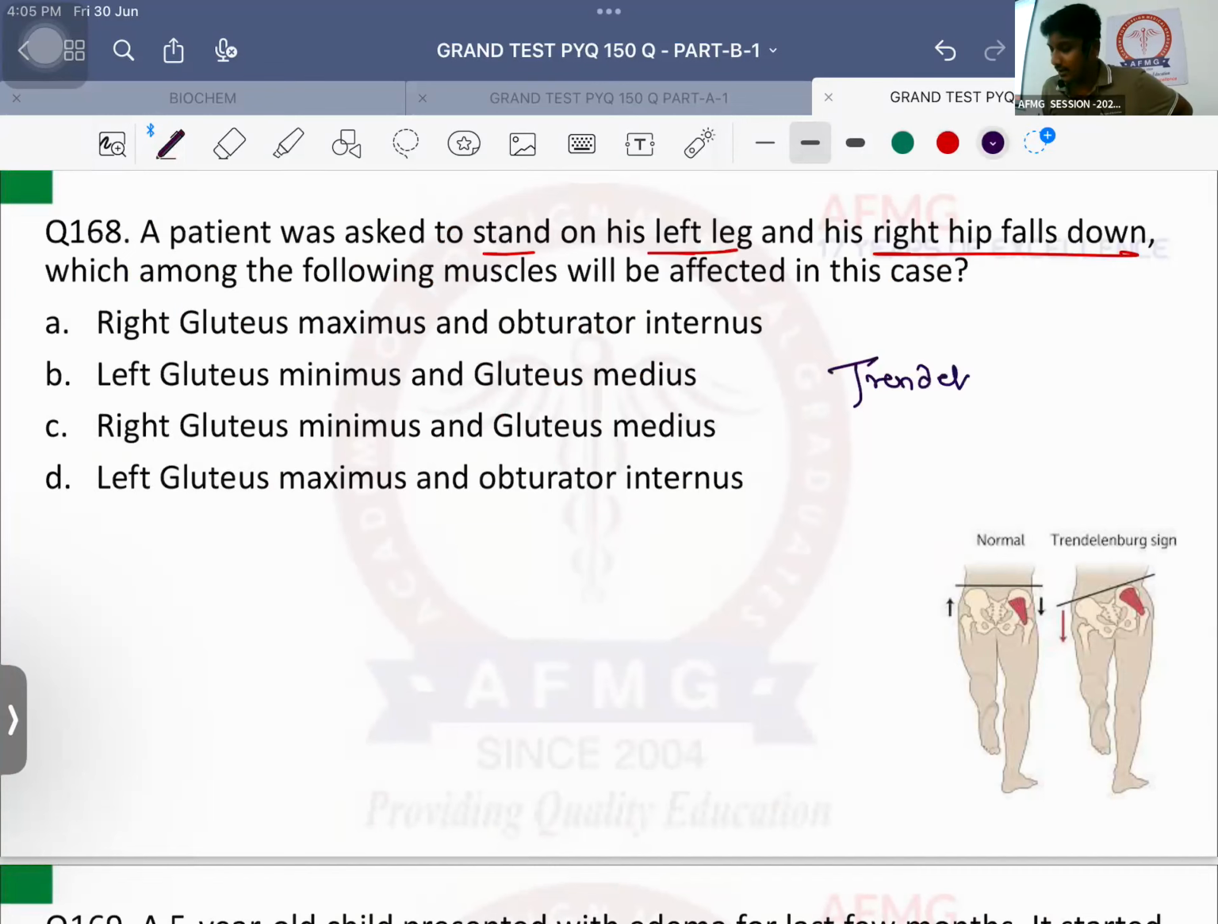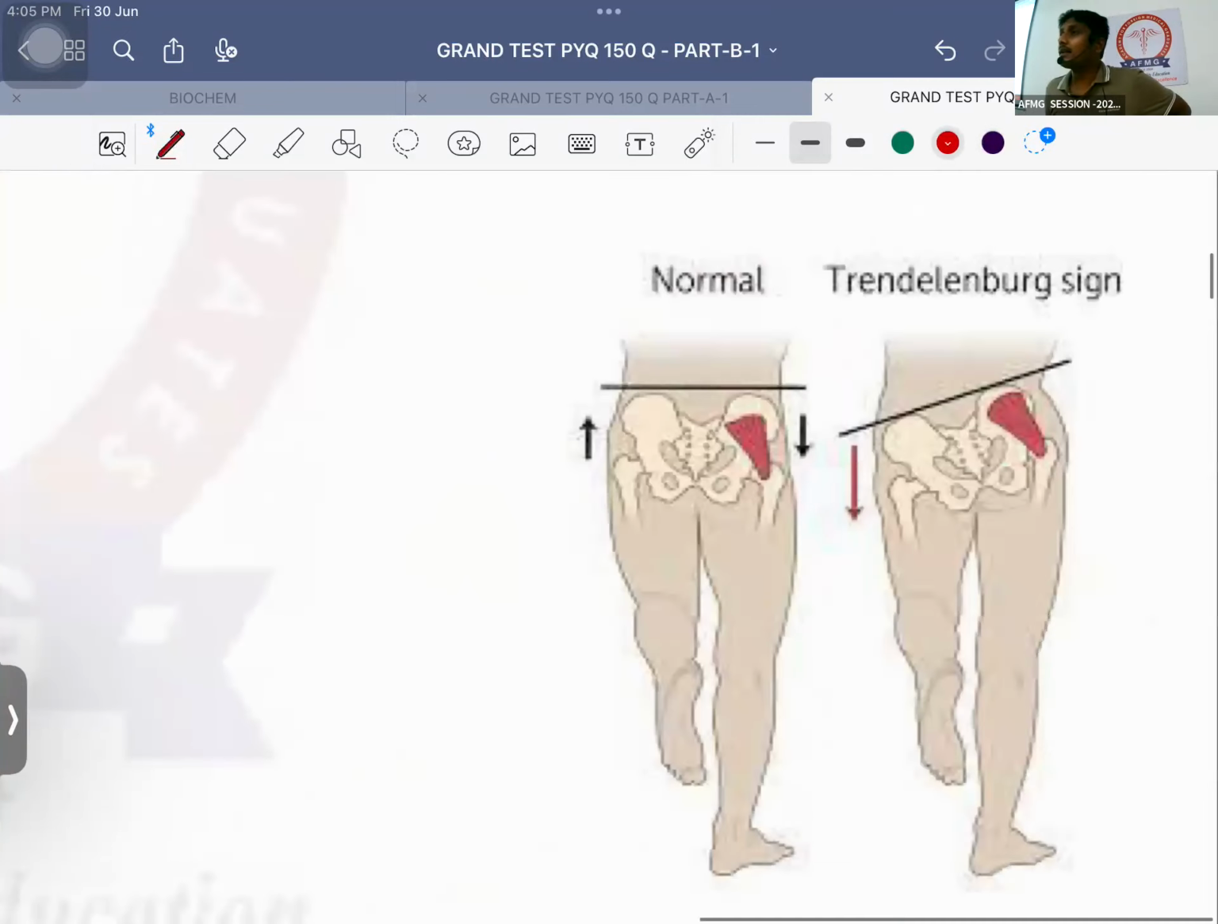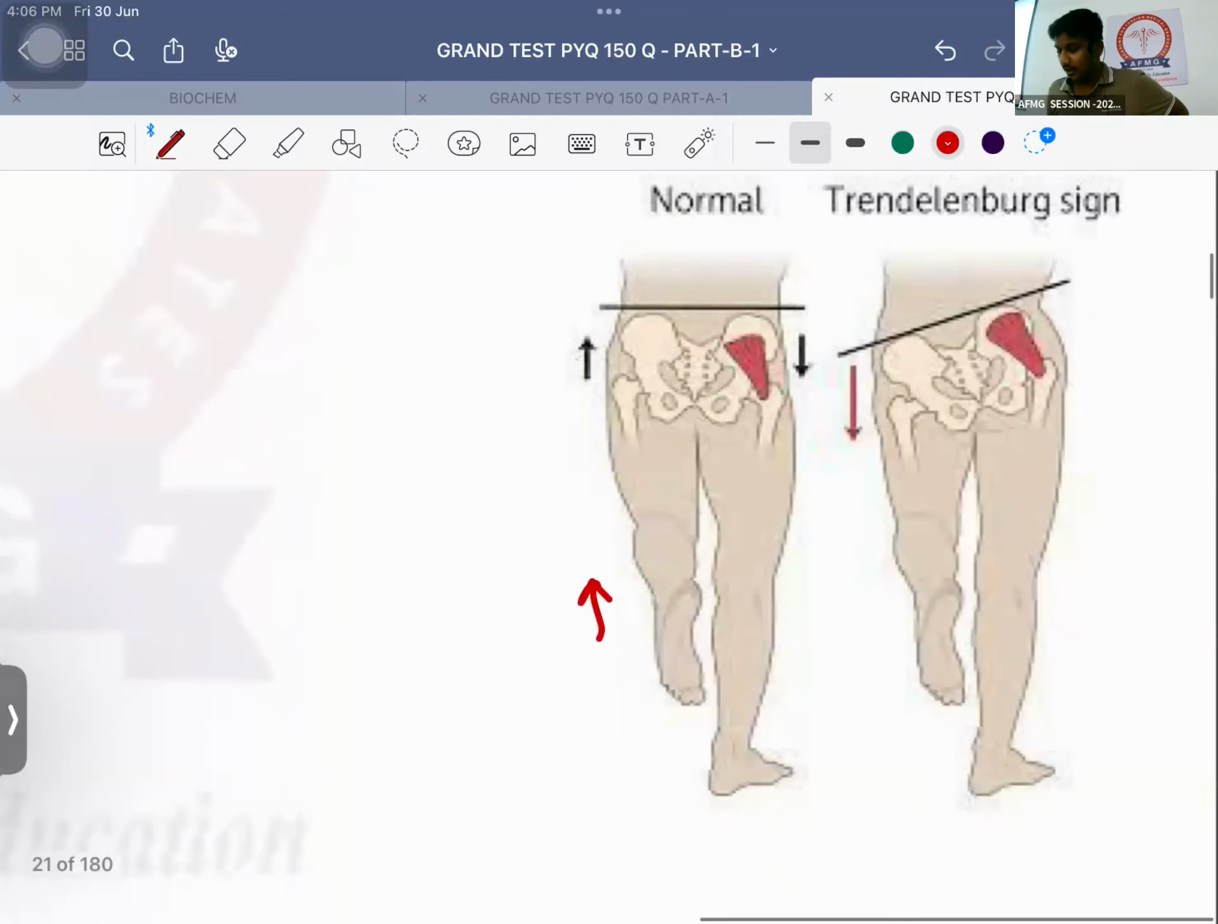This test is known as the Trendelenburg test. If I talk about the Trendelenburg test, please remember, what do you do? You ask the patient to lift one of the legs. So here, which leg is the patient lifting? He is lifting up the left leg. But can you see the hip falling down on one side? No. That means this is a normal patient.